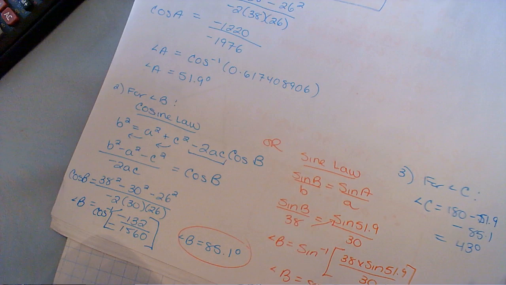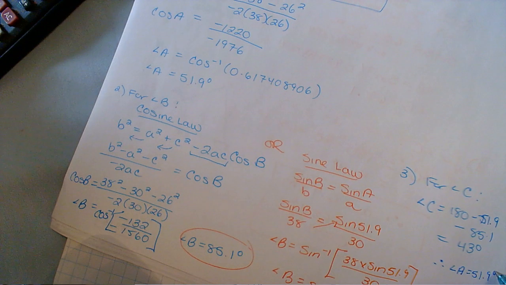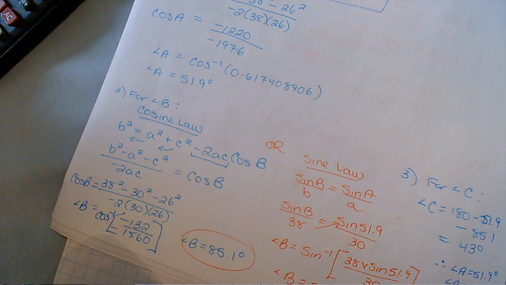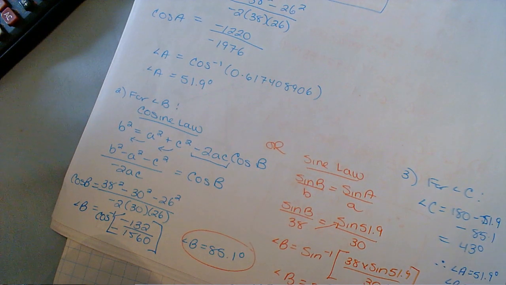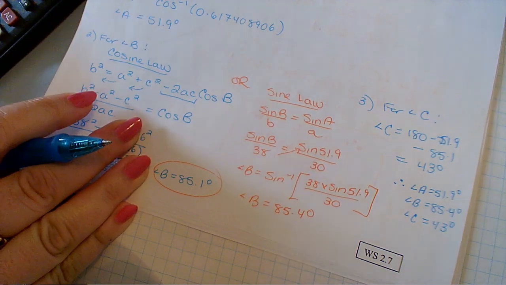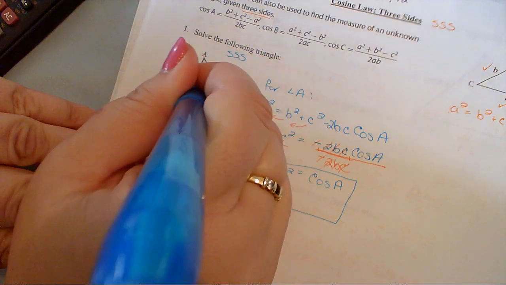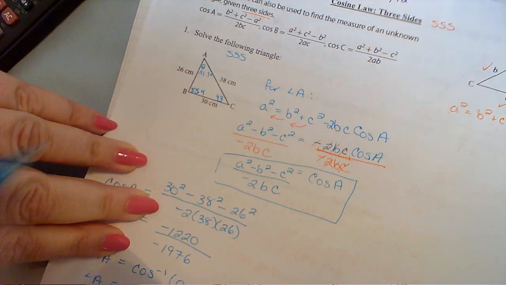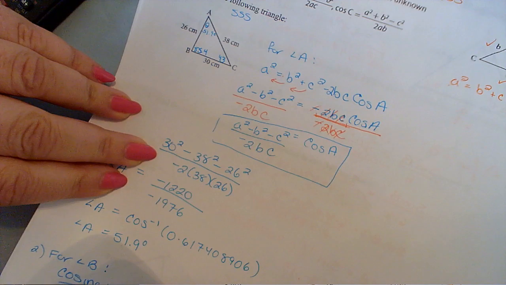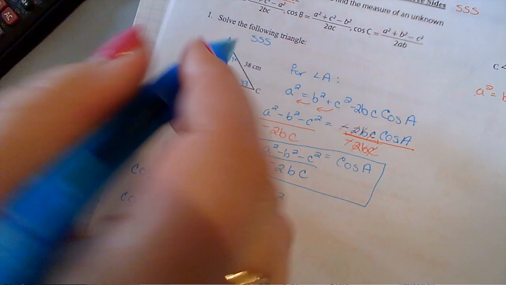So therefore, let's summarize. All three angles. Angle A is 51.9 degrees. Angle B is 85.4 degrees. And angle C is 43 degrees. So those are what I came to as my three missing parts to this triangle to solve for everything that was missing. And of course, you can always go back to your diagram, fill in 85.4, 85.1. Why did I put 0.4 there? 85.1. The ones that you just figured out, and do your check.